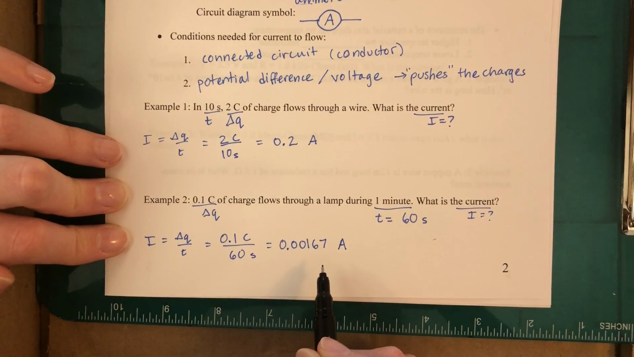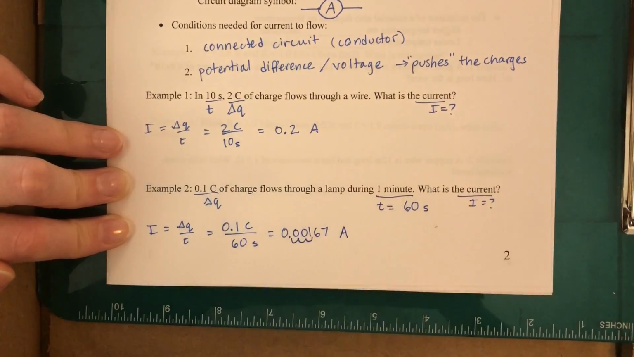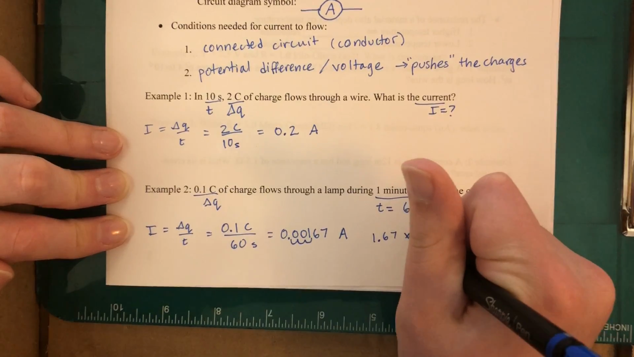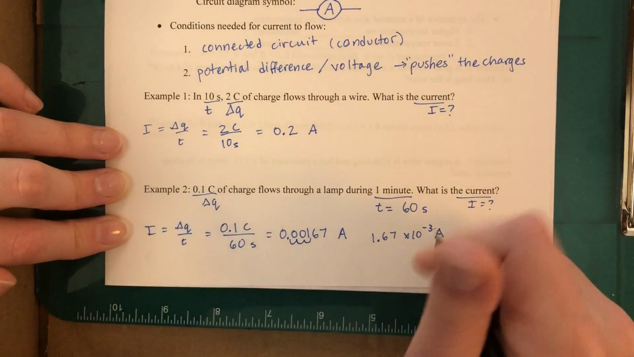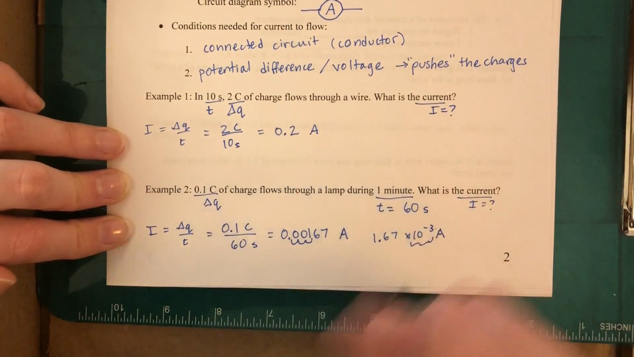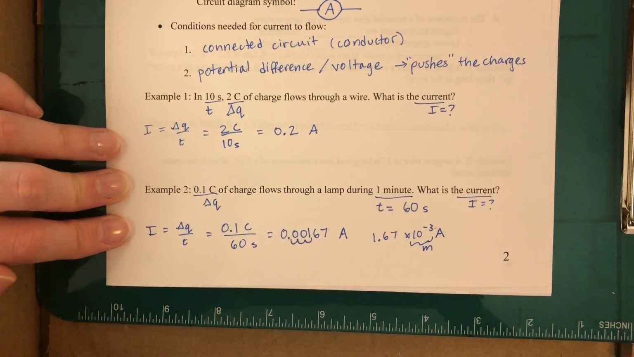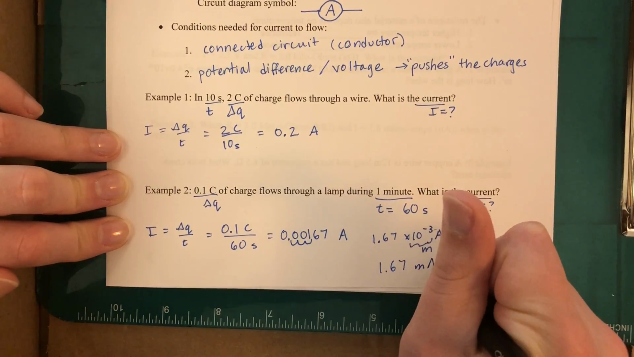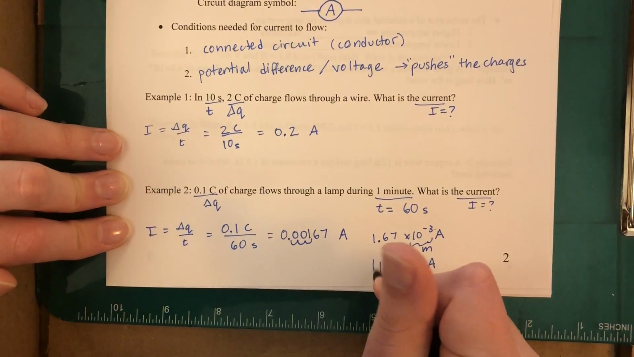You can write out this number in scientific notation if you wanted to. 1, 2, 3. I always move the decimal point to one place after the last digit. This would be 1.67 times 10 to the negative 3 amps. And there's actually a metric prefix for this 10 to the negative 3. And that's M for milli, as in millimeters. So I can write this as 1.67 milliamps. And this is the reading that you would most likely get from an actual ammeter.